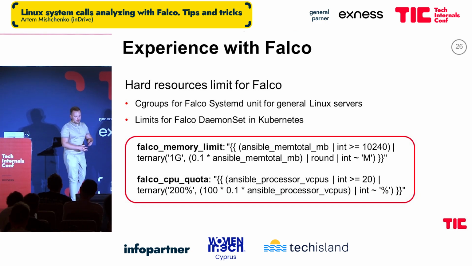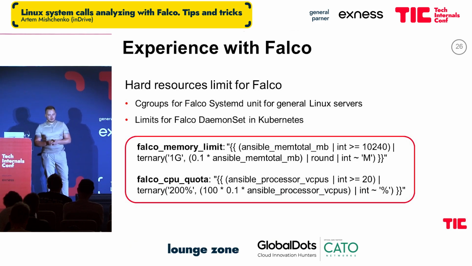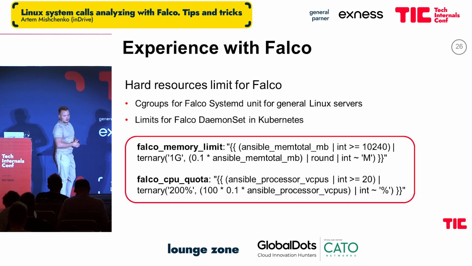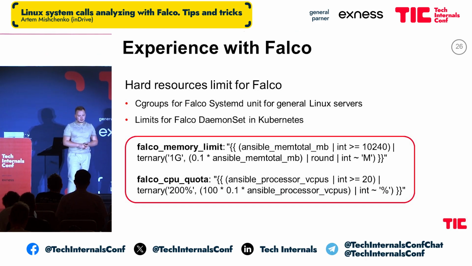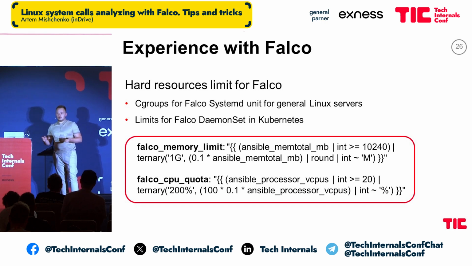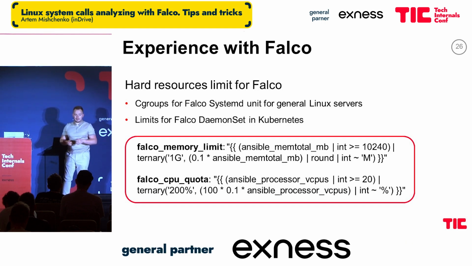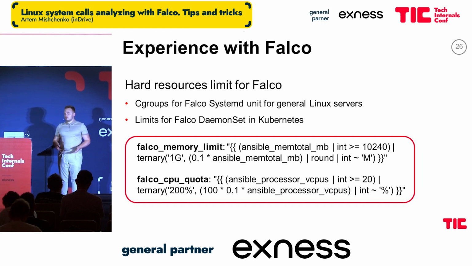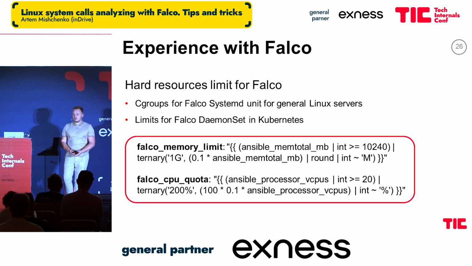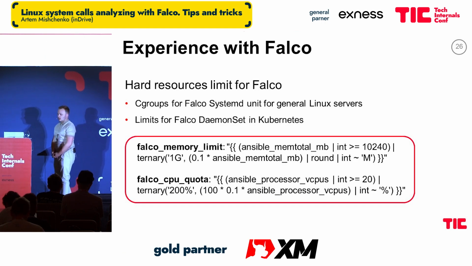And if you're familiar with Ansible, there is just an example of Jinja template syntax from Ansible. So for our general Linux servers, we decided to use cgroups in the systemd units. And this is dynamic logic to set limits for CPU and memory based on the resources available, but with a high limit. For Kubernetes, of course, we can use things like requests or limits to restrict Falco resource consumption in the daemon set.